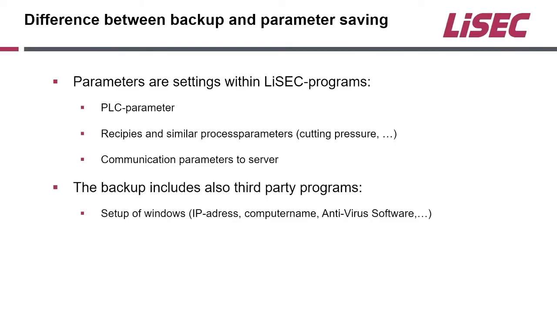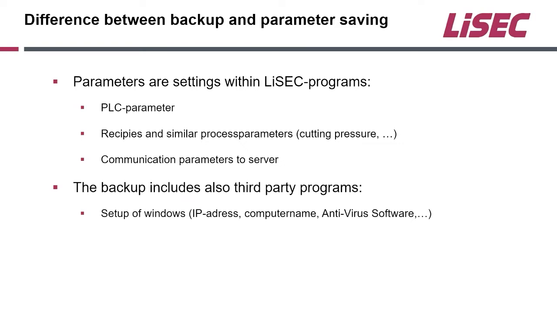Okay, a little explanation about the difference between parameter backup and the backup itself. Parameter savings can be done easily during production. Every time you change any parameter, or more or less you change recipes. This means the transport speed of a belt, the cutting pressure, the sealing amount in the corners, whatever. This you can save on the parameter stick, on the USB stick, or on the hard disk. This can be done within the visualization. This can be done all the time.